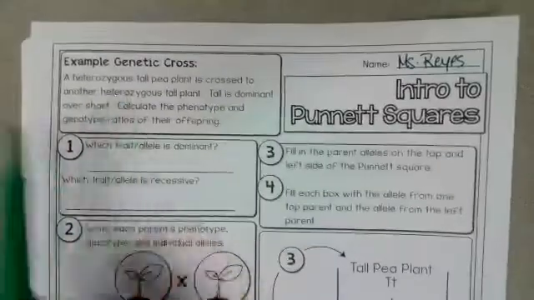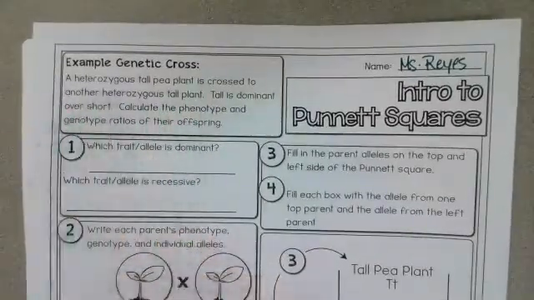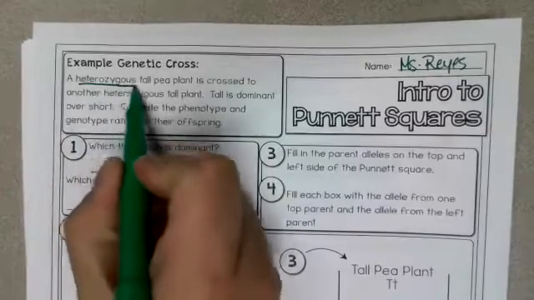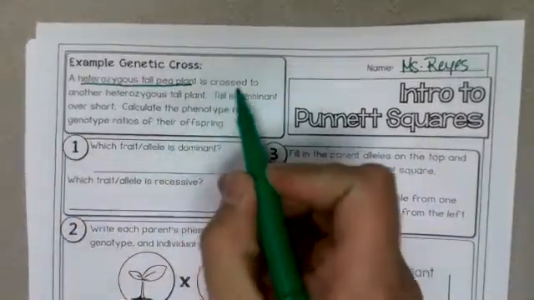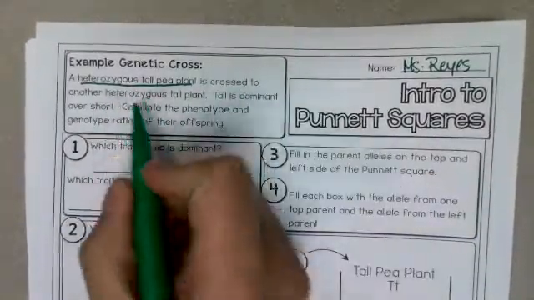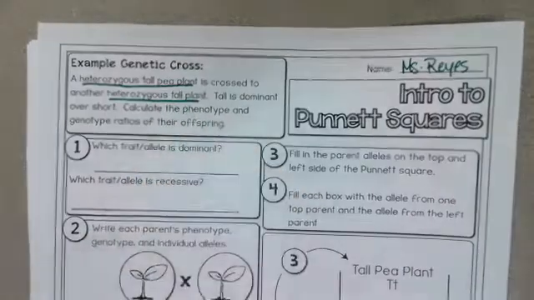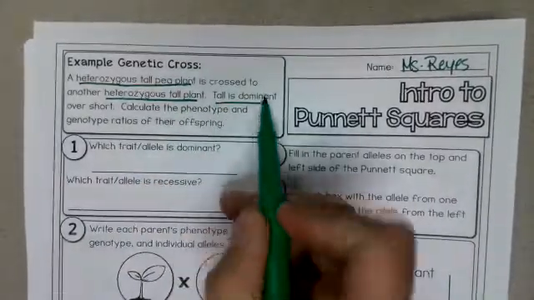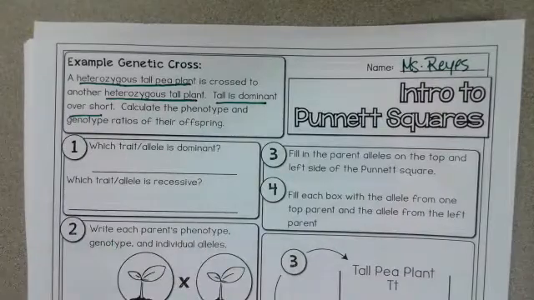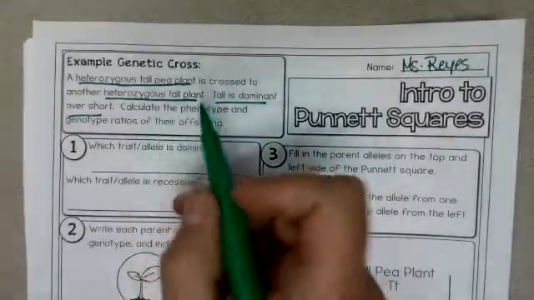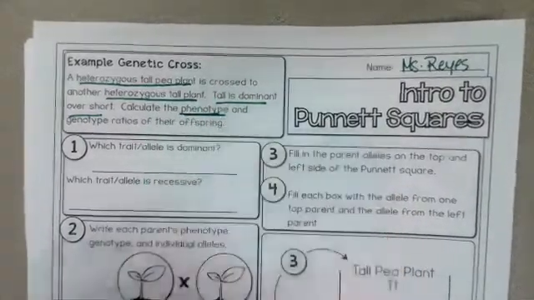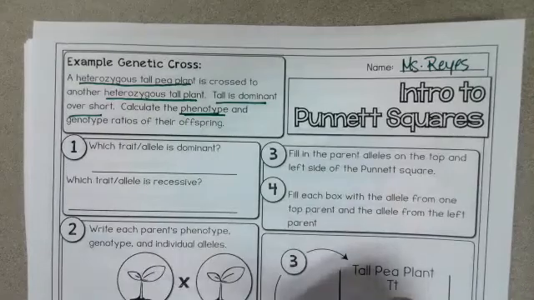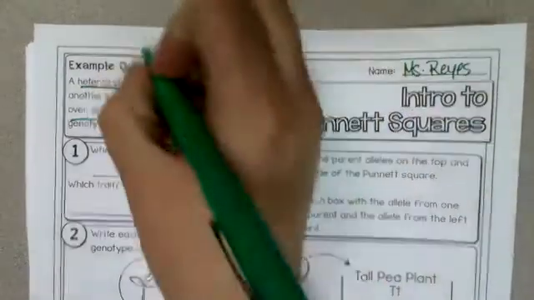So we have an example genetic cross, okay? So we have a heterozygous tall pea plant that is going to be crossed with another heterozygous tall plant. Tall is dominant over short. So we need to calculate the phenotype. And what is the phenotype? That's right. Phenotype is physical trait.